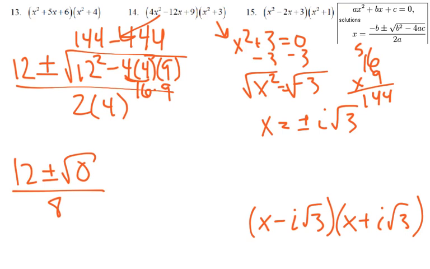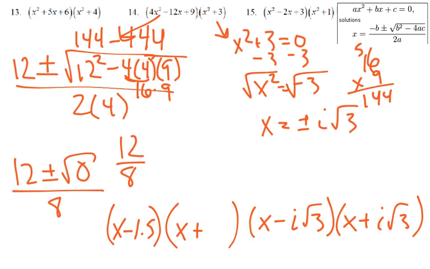So it would be basically 12 over 8, which would reduce to 3 over 2 or 1.5. But we'd have a positive version and a negative version of that. So we'd end up with x minus 1.5 and x plus 1.5.